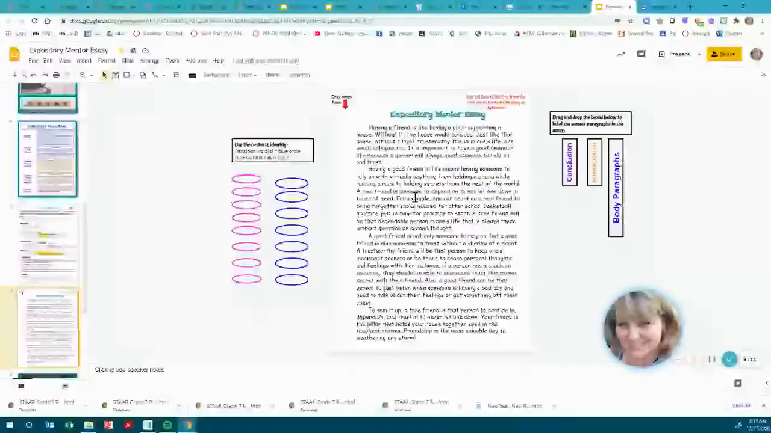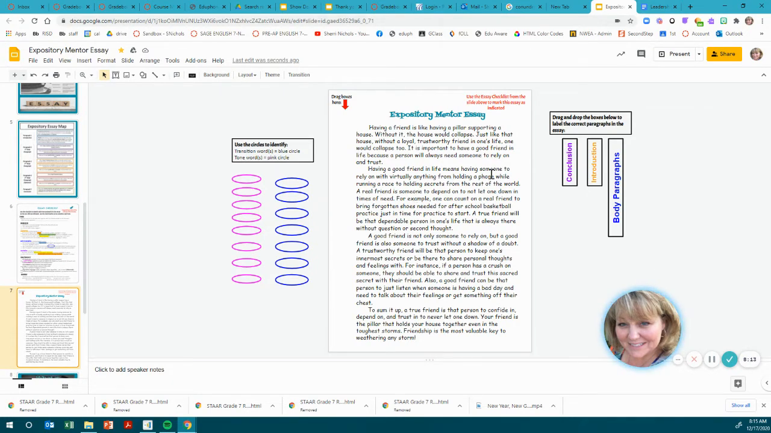Having a good friend in life means having someone to rely on with virtually anything, from holding a phone while running a race to holding secrets from the rest of the world. A real friend is someone to depend on to not let one down in times of need. For example, one can count on a real friend to bring forgotten shoes needed for after-school basketball practice, just in time for practice to start. A true friend will be that dependable person in one's life that is always there without question or second thought.